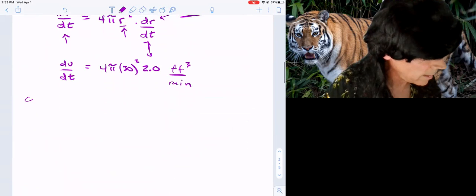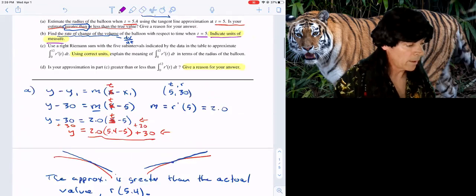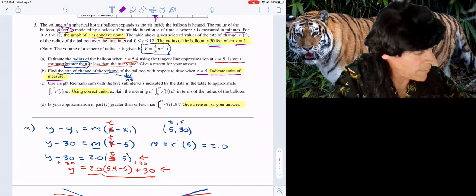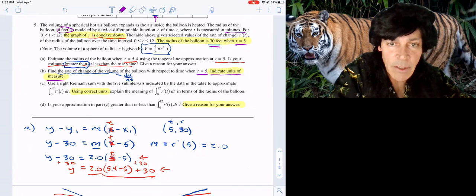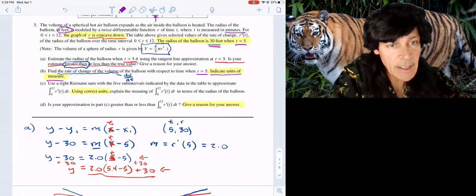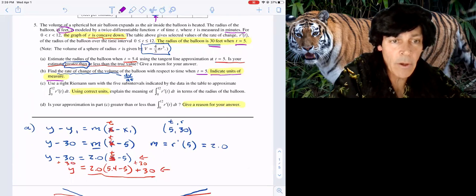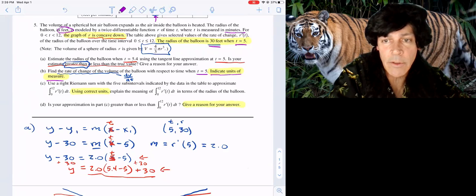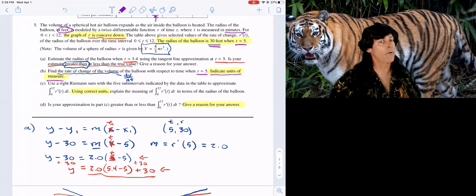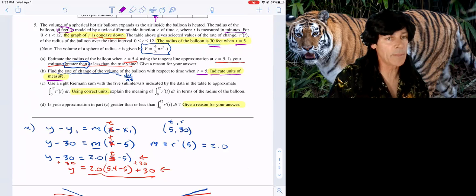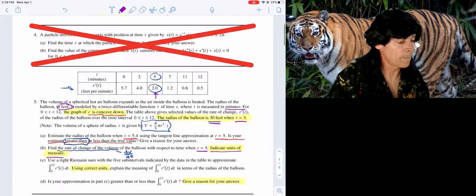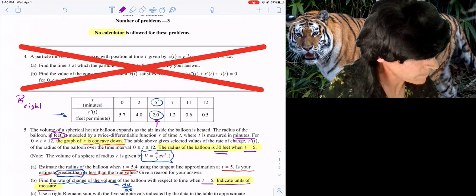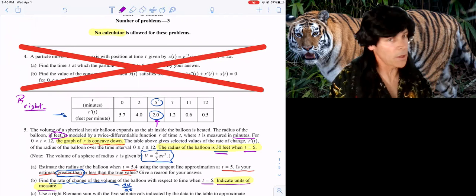All right, part C. Here we go. I love a right Riemann sum. I gotta tell y'all, use a right Riemann sum with the 5 subintervals indicated by the data in the table to approximate the definite integral from 0 to 12 of r prime of t dt using correct units. Explain the meaning of that definite integral in terms of the radius of the balloon. Oh, I like this. I'm going right back up to that table. Right Riemann, right Riemann, gonna go right style. So 5 subintervals. I hope they busted this table up.